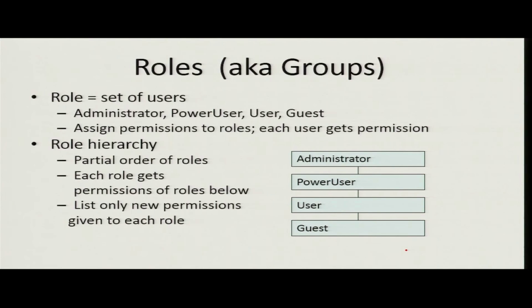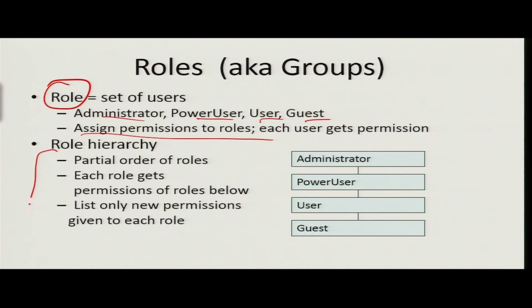As I said, in Unix, for example, we do not make per-user decisions. Normally we assign roles to the users like administrator, power user, user, guest and so on, and we assign the permissions to the roles, and therefore it is much easier to manage the access control.